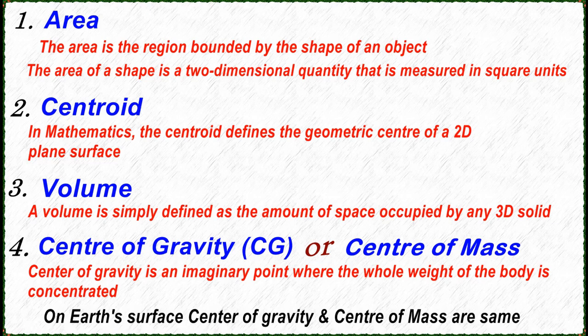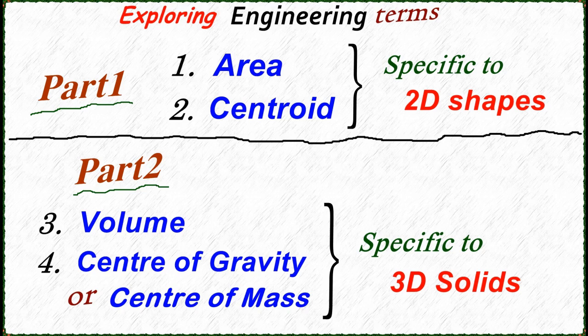These are the simple definitions. The fourth one, center of gravity. On Earth's surface, center of gravity and center of mass are same. I will split this into part 1 and part 2. So this is part 1, which will be on area and centroid.